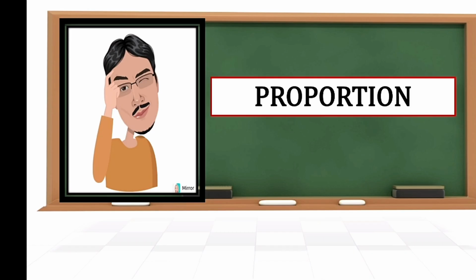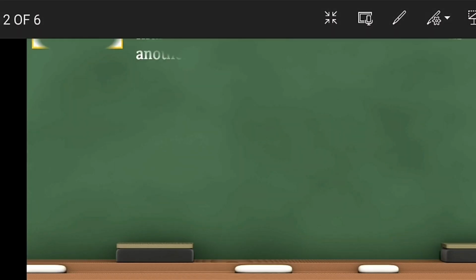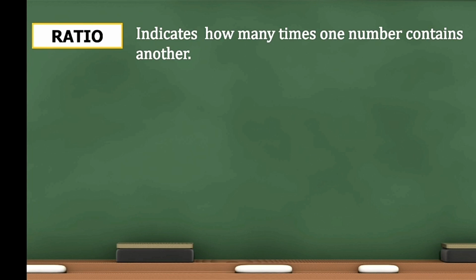Today, ang pag-aaralan natin ay about proportion, at malamang na pamilyar na kayo sa proportion dahil elementary pa lang ay pinag-aaralan nyo na ito. At kung proportion nga ang pinag-uusapan, hindi mawawala dyan ang ratio. So ratio indicates how many times one number contains another.